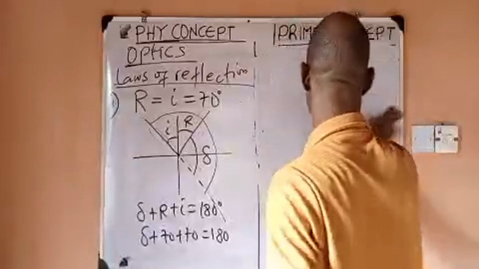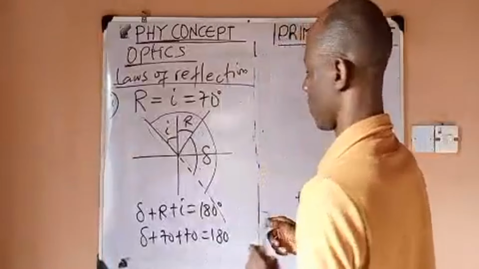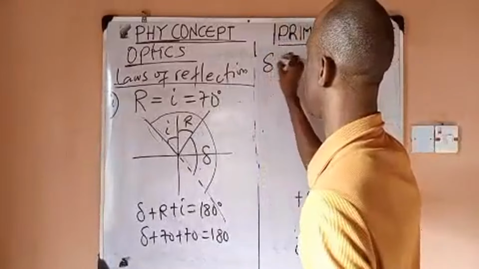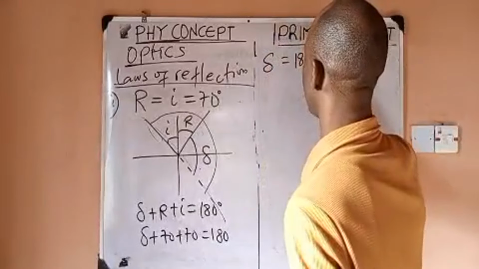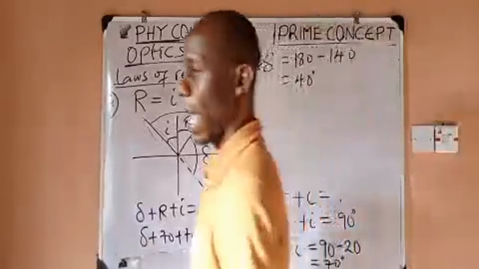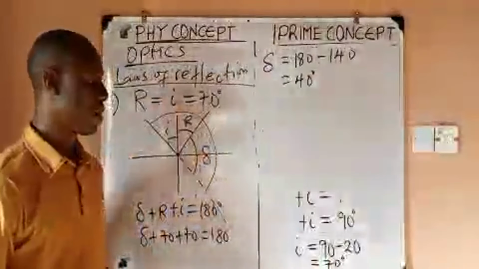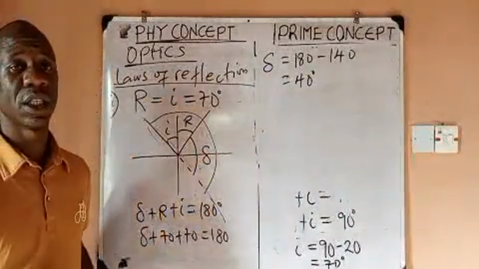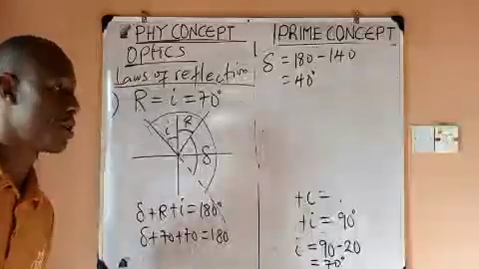So that is 40 degrees. So delta is 180 minus 140, which is 40 degrees. So that is my angle of deviation, 40 degrees. So do well to screenshot this so that we can move on.